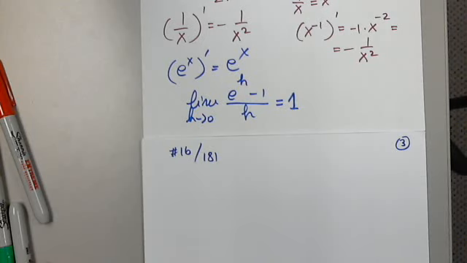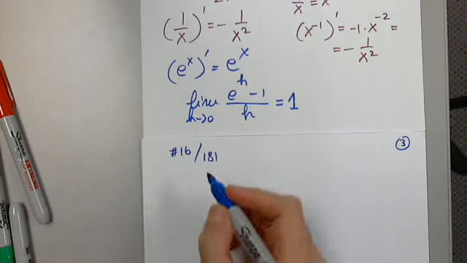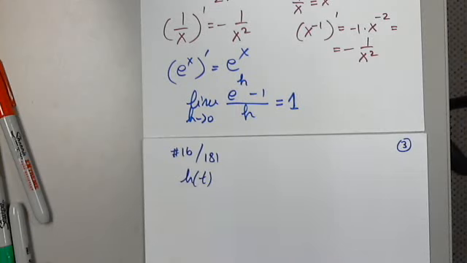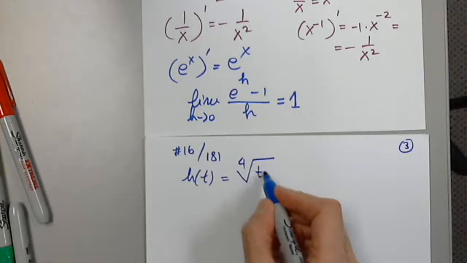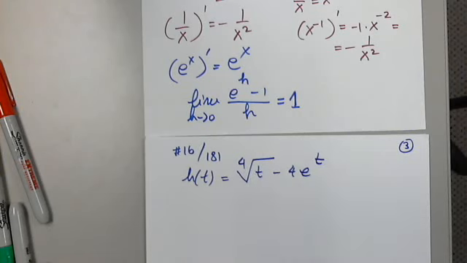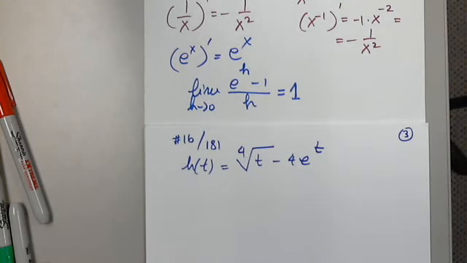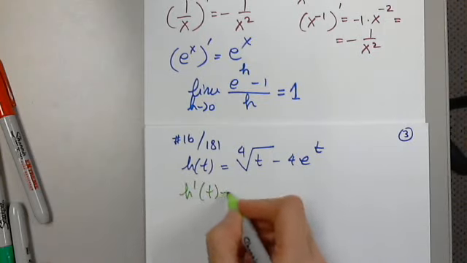Okay, good. So 16 has h of t, a function of the independent variable t, and it has the fourth root of t minus 4e to t. I like this book. We've been using it for a long time, but I don't think there is any particular problem that is very, very easy in this book. So I think that they have a fair amount of difficulty. Okay, so we are asked to find h prime of t.